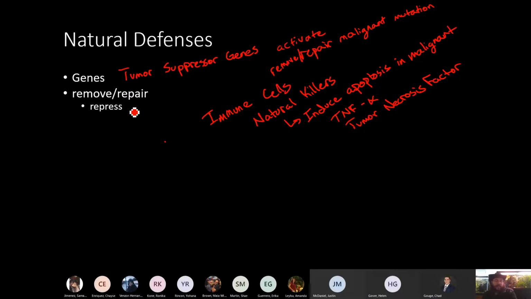So, repress mutations, promote cell death. Your immune system actually recognizes a ton of cancers. So there are 10 million plus different types of cancerous mutations that the immune system can identify and nuke.